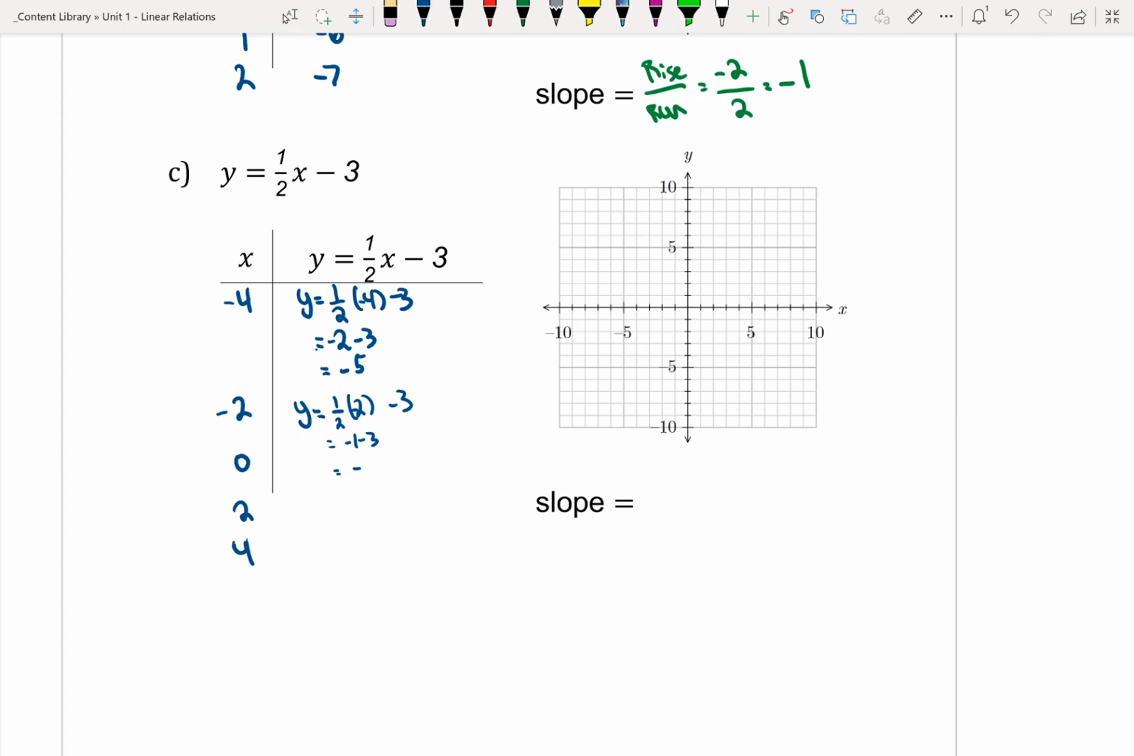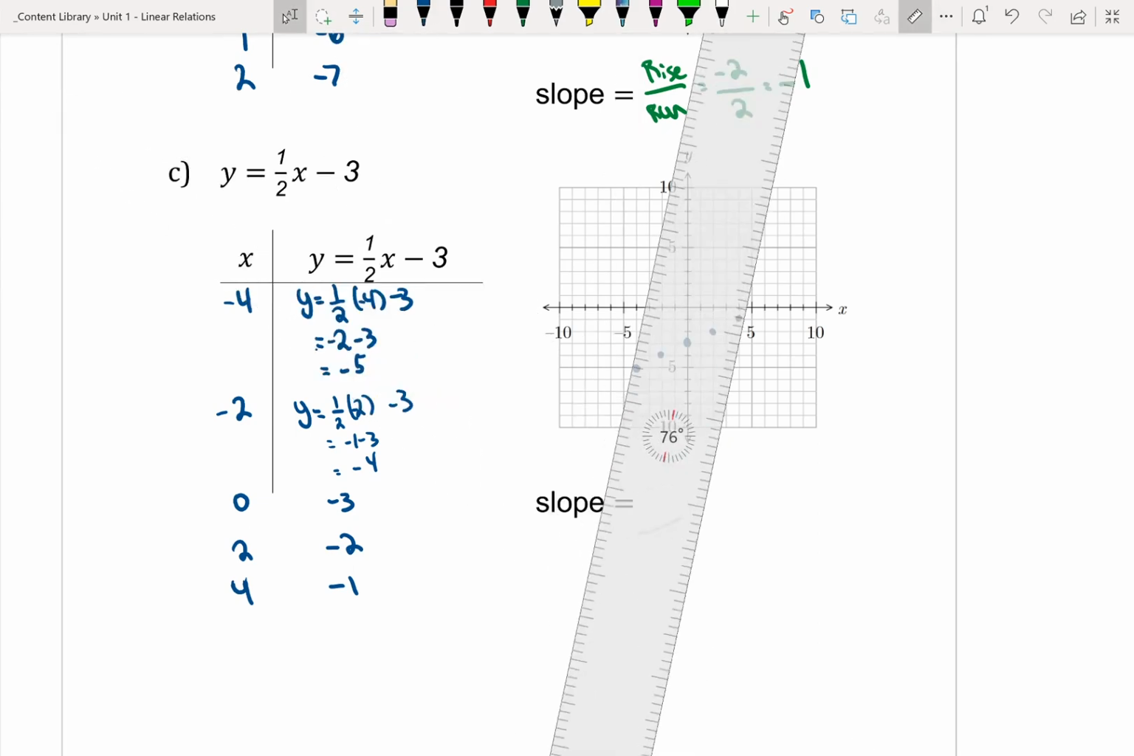-4. There we go. At 0, I would have -3. At 2, I'd have -2. And at 4, I'd have -1. So when I go through and I plot these points, -4, -5, -2, -4, 0, -3, 2, -2, 4, -1.